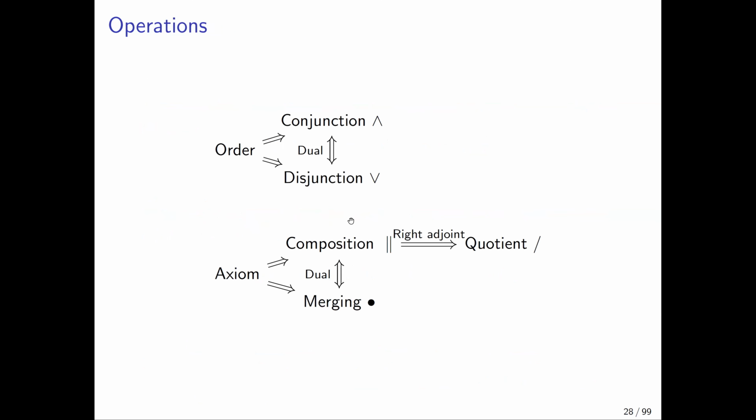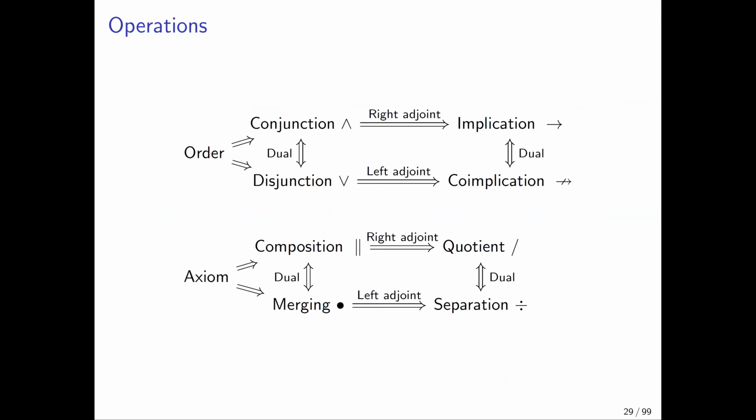There are 4 basic operations, and there is one operation which is a way of undoing composition. Just to make the long story short, we know how to optimally undo all the 4 basic operations. So quotient is the right adjoint of composition, separation is the left adjoint of merging, and we also have implication and co-implication that are adjoints of the 2 original operations. And as we said earlier on, this notion of duality ties everything together. So there are 8 operations and 4 dualities between them.